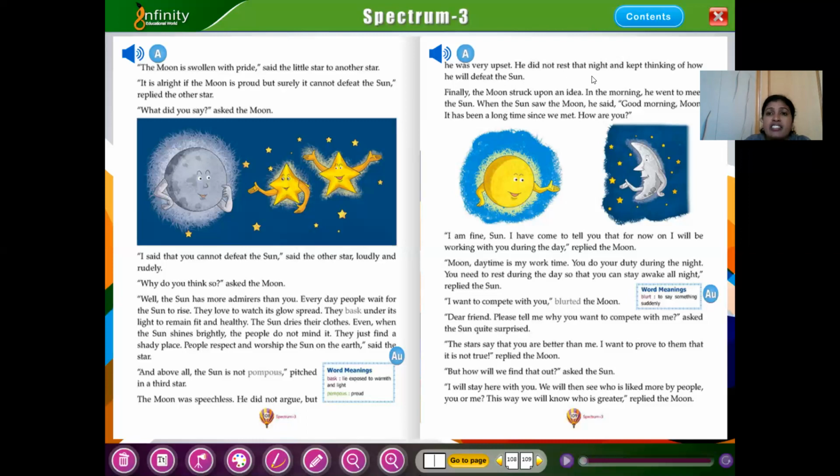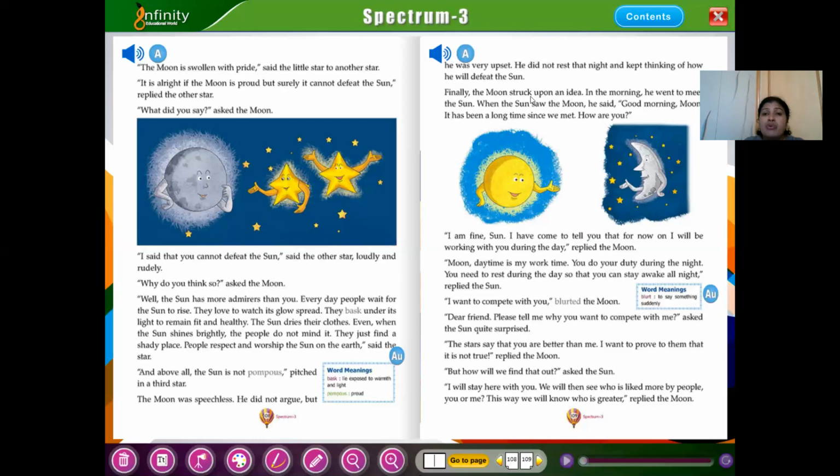He did not rest that night and kept thinking of how he would defeat the sun, because he was proud of his beauty. So the whole night he did not rest, and he kept thinking of how he would defeat the sun.